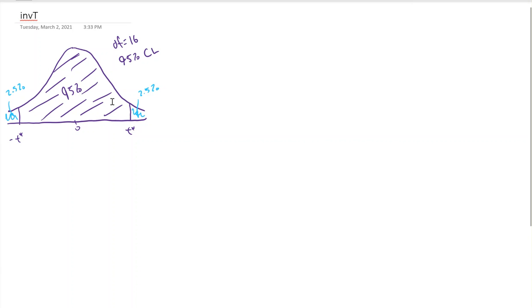I know 95% of the data is in between plus and minus that critical value, so there's only going to be 2.5% of my data in each of these tails.